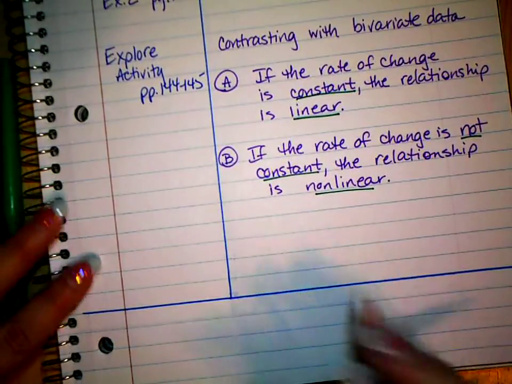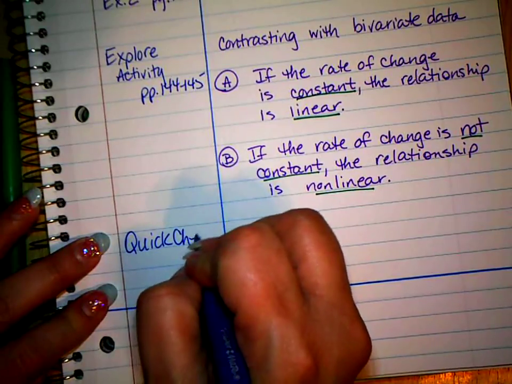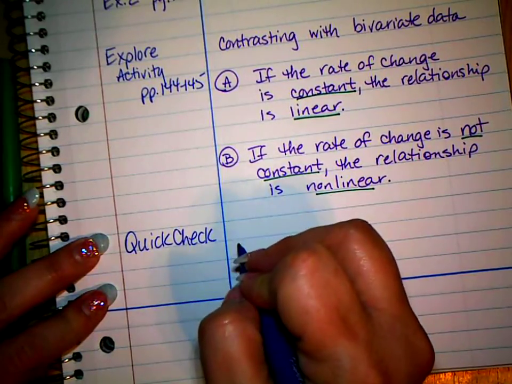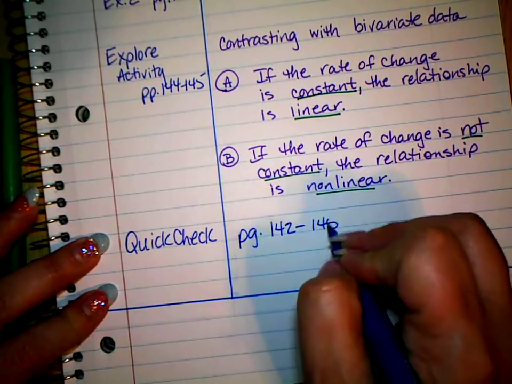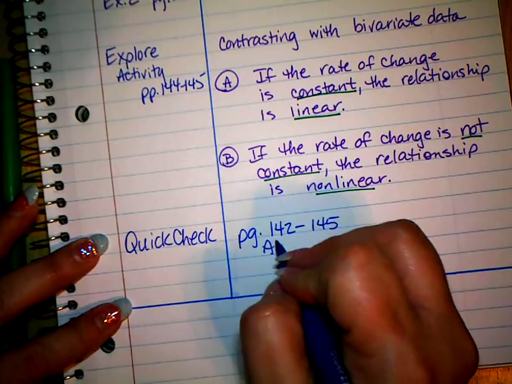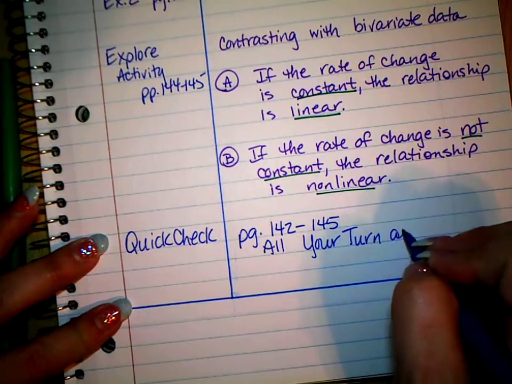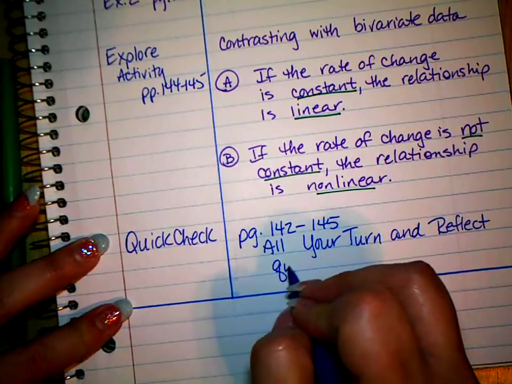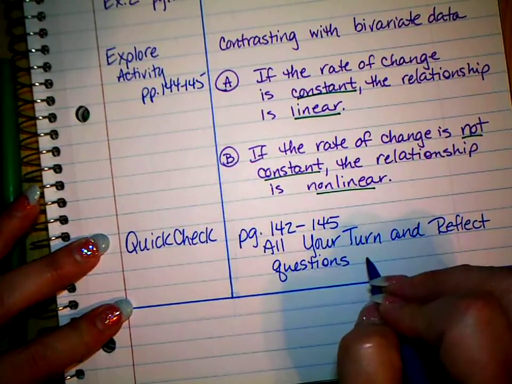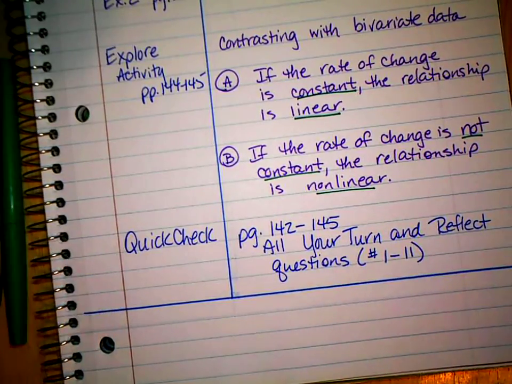Okay. And your quick check. You're going to look at pages 142 through 145. And you're going to do all your turn and reflect questions. That would be numbers 1 through 11. Do all 11 questions.